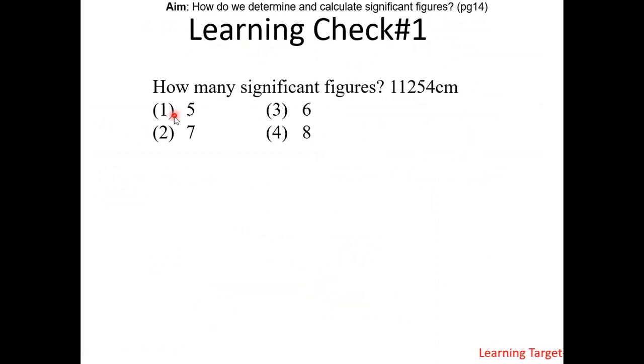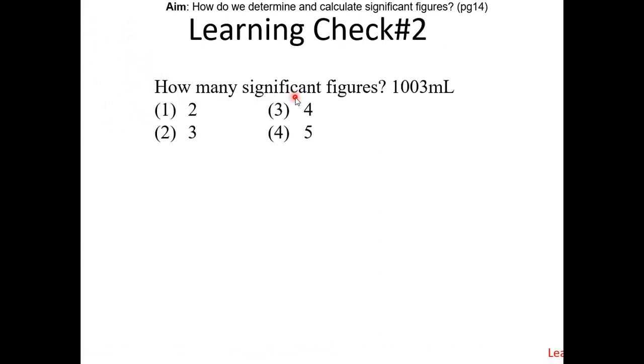Learning check number 1. How many significant figures is 11254 cm? Try this yourself, pause the video, and resume once you have the answer. So since these are all non-zero digits, they are all significant. So it's 5, choice 1. How many significant figures is 1003 milliliters? Pause the video and resume once you have the answer. Since these zeros are between, they are significant. So therefore, there are 4 significant figures, choice 3.